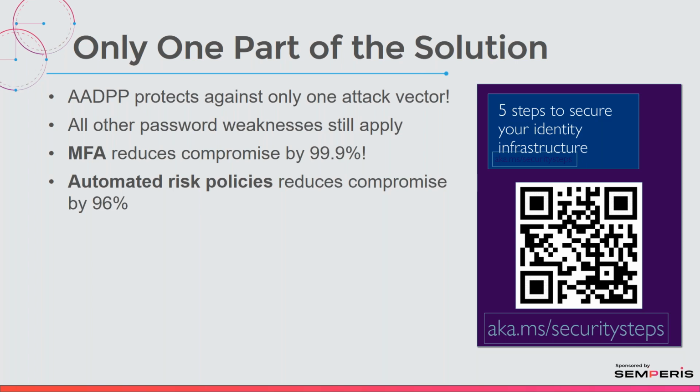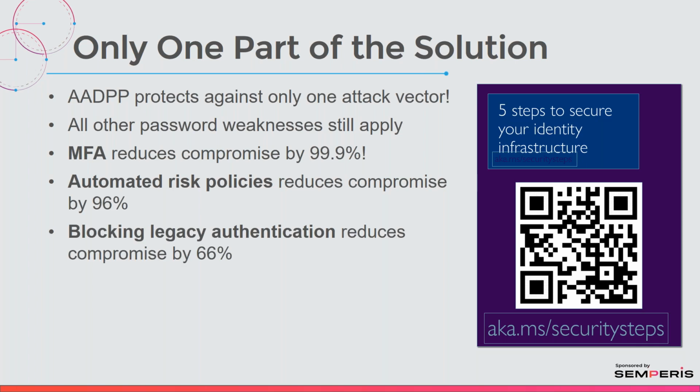However, for your EMS E3, the listeners in the audience, you can use what is called the risky sign-in report that is generated after the fact. Automated risk policies are real time at login through identity protection, but you can still find out who your risky users are by going into Azure AD and looking at the risky sign-in report. If you block legacy authentication, very important, reduces compromises by 66%, because that ensures that everybody goes through conditional access policies.